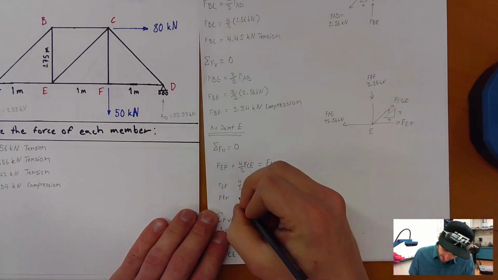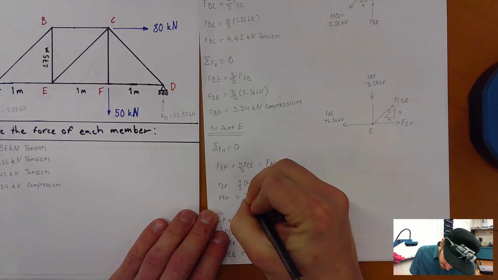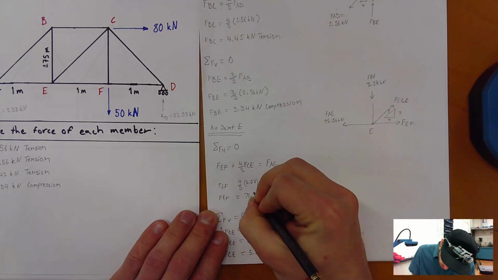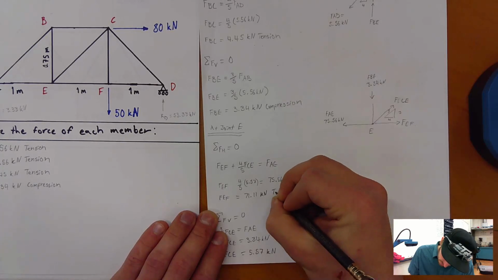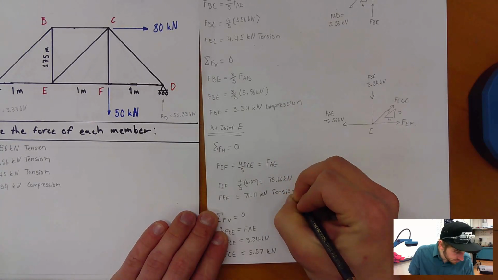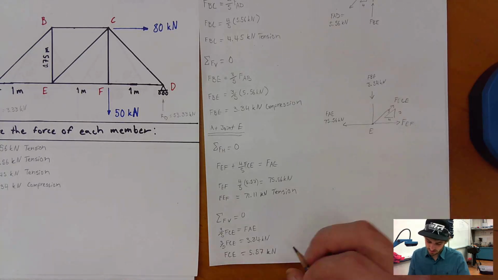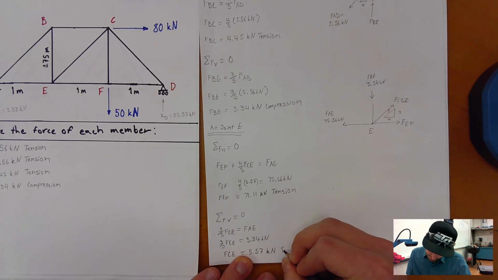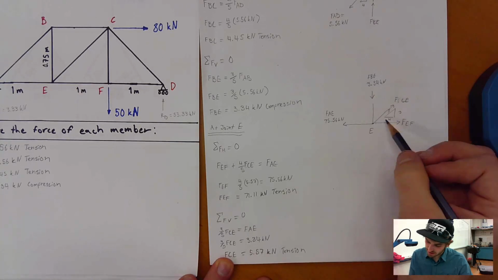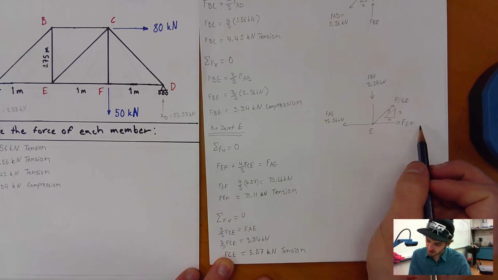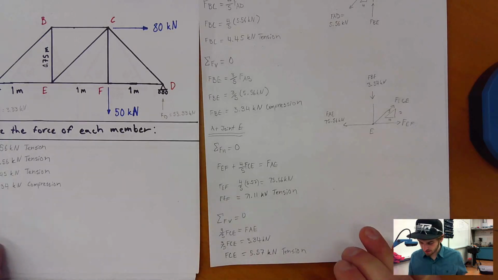FEF is going to equal 71.11 kilonewtons in tension. And this one down here is also in tension, because the force in CE is pulling that way and the force in EF is going that way. It's being pulled apart. Let's add these in here.